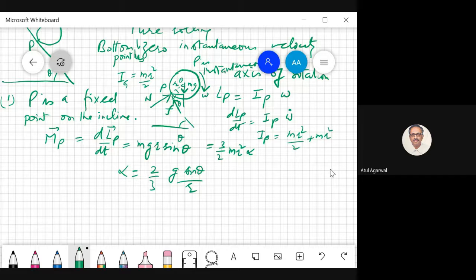So you found first torque of all the forces about point P. Second, you found angular momentum about point P. Then you use this equation M_P is equal to dL_P by dt. If anybody has any question, you can ask.